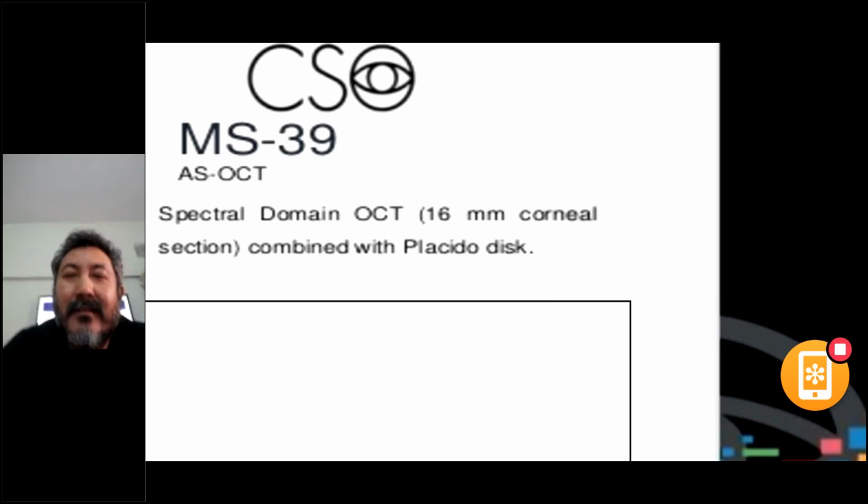So it gives you more data, more of everything, more accurate elevation. OCT is a more accurate reading. There's less light scattering, and everything is more repeatable. It's more accurate.